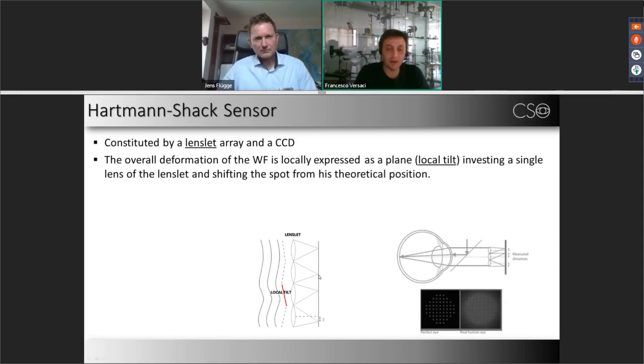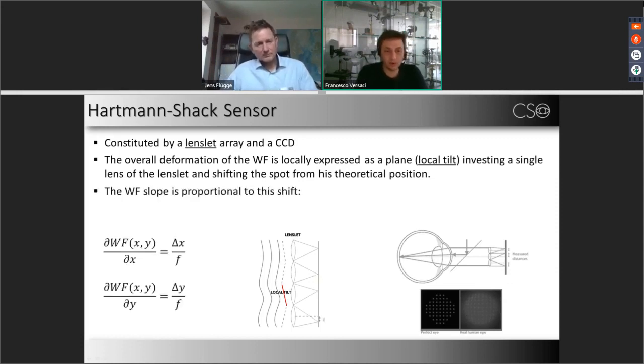So if I have a kind of planar wavefront, I'm going to have all the spots fall exactly in the axis of the lens. But if I have some local tilt somewhere, my dots will be displaced from the ideal position of this spot. So we can assert that the derivatives of the wavefront along x and y are proportional to the shift in x and y of those spots.